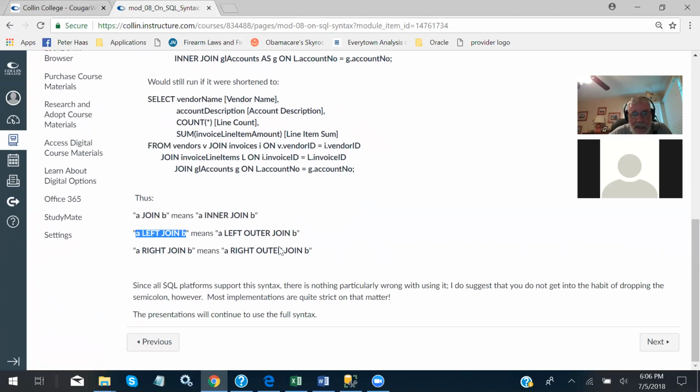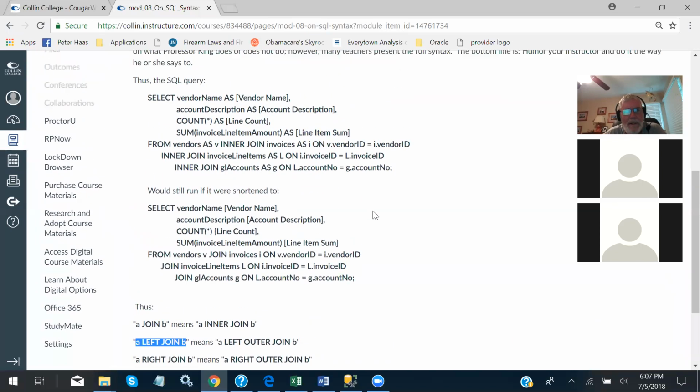The SQL platforms support this syntax, and I don't know that all of them do, but most of them do. Therefore, I'm going to go ahead and insist on the full syntax. Now, there's nothing wrong with shortening the syntax, and if you choose to do so later, I suppose that's your business. SQL tends to get a little bit verbose, unlike C, which tends to be terse. So, just a word on the syntax.